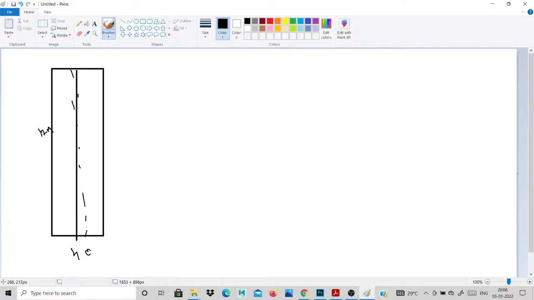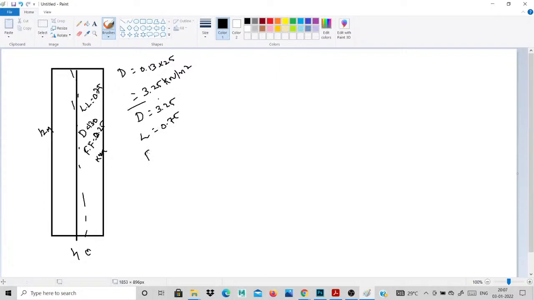The live load is 0.75, the dead load is 130 mm thickness, and the floor finish is 2.25 kilonewton per meter square. The dead load is converted: 0.13 into 25 gives 3.25 kilonewton per meter square. So the loads acting on your slab are: dead load 3.25, live load 0.75, floor finish 2.25, all in kilonewton per meter square.